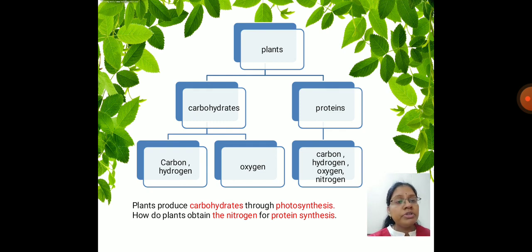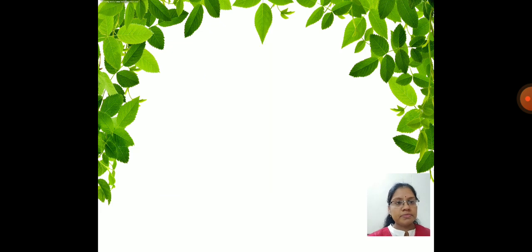They have to be converted to compounds. That conversion of nitrogen to other compounds is called nitrogen fixation. That takes place by many processes. So first you understand how plants produce carbohydrates and proteins. Through the process of photosynthesis, they produce carbohydrates, and for the synthesis of proteins, the nitrogen comes from the nitrogen cycle. Nitrogen fixation.